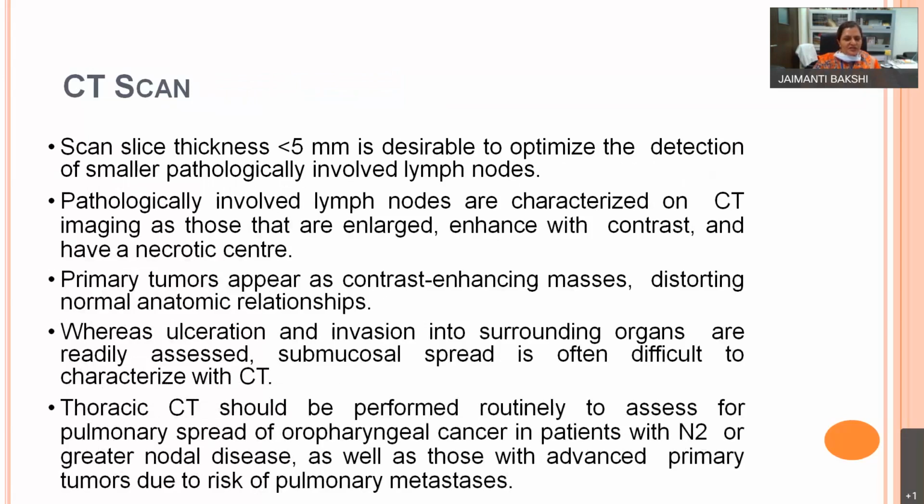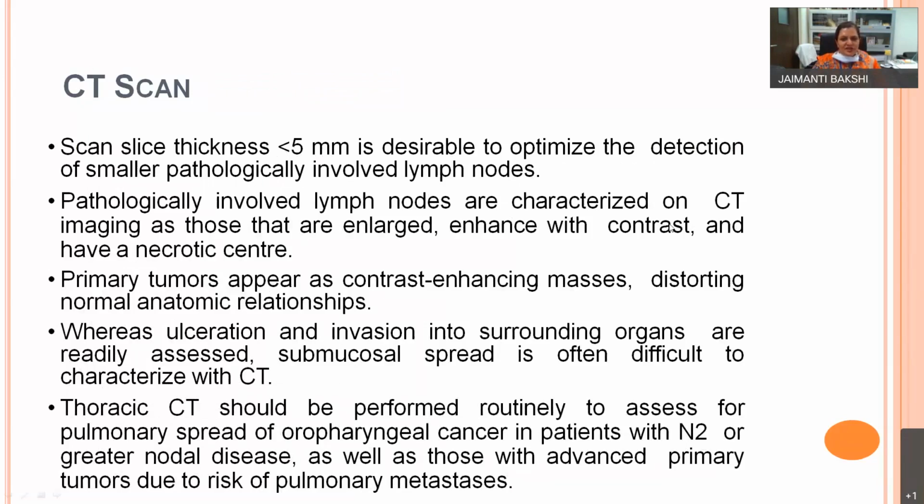So this is the protocol for CT scan in these patients. The slice thickness should be less than 5 mm so that you can detect the smallest involved lymph node, and even tumors which are very small in size and submucosal in location can be picked up by slice thickness less than 5 mm.